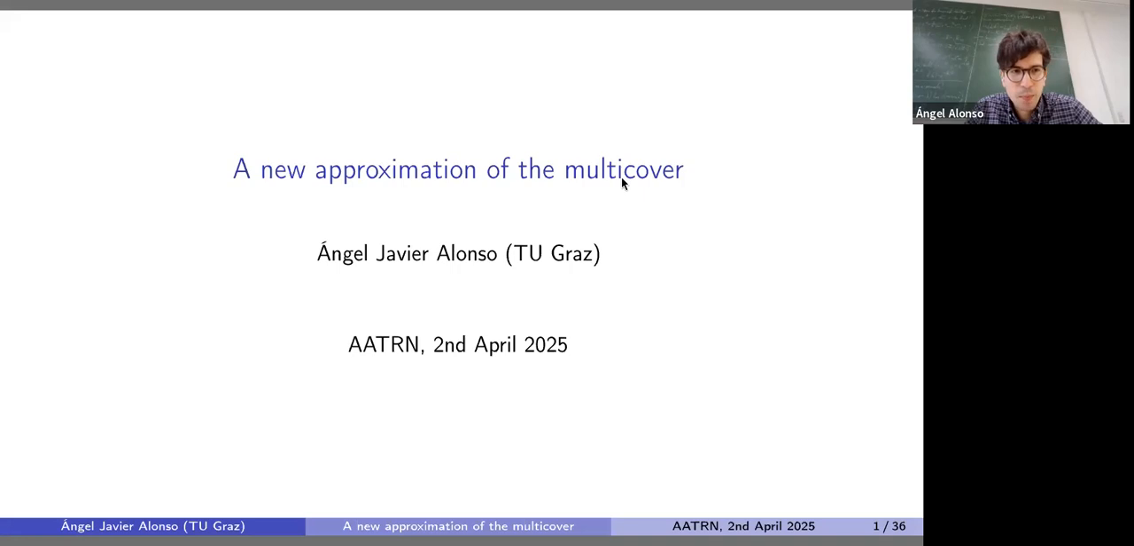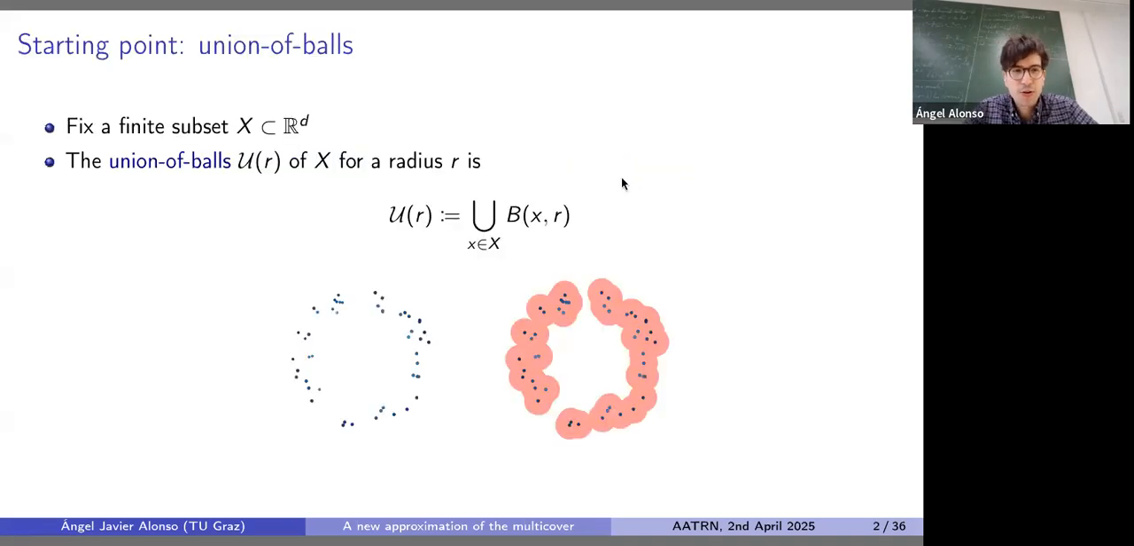So the starting point I want to start with is the union of balls. This is very simple. We are going to work with a finite subset X of some Euclidean space, let's say R^d. Then the union of balls of X for a given radius r is given by replacing the points by balls of radius r. For example, here we have this X that resembles a circle, and we just replace the points by balls.